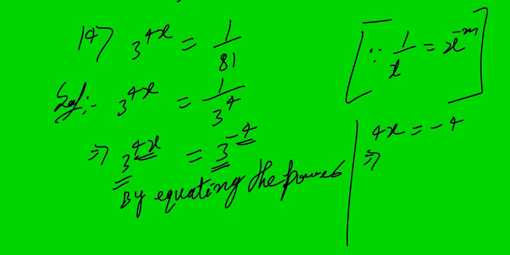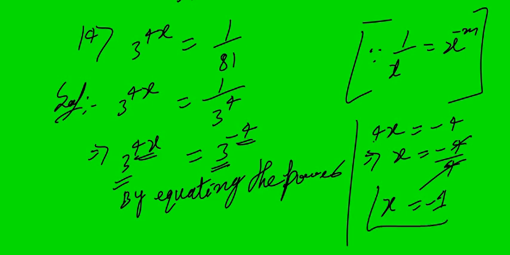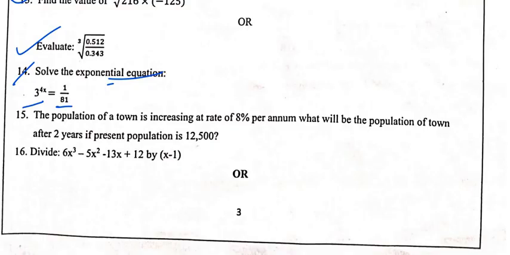Then we will take this 4 to the RHS, so x is equal to minus 4 upon 4, and the 4s cancel. Finally we will get x is equal to minus 1. So this is our solution. This is how to find the value of x when it is given 3 to the power 4x is equal to 1 upon 81. Now moving to the next question.